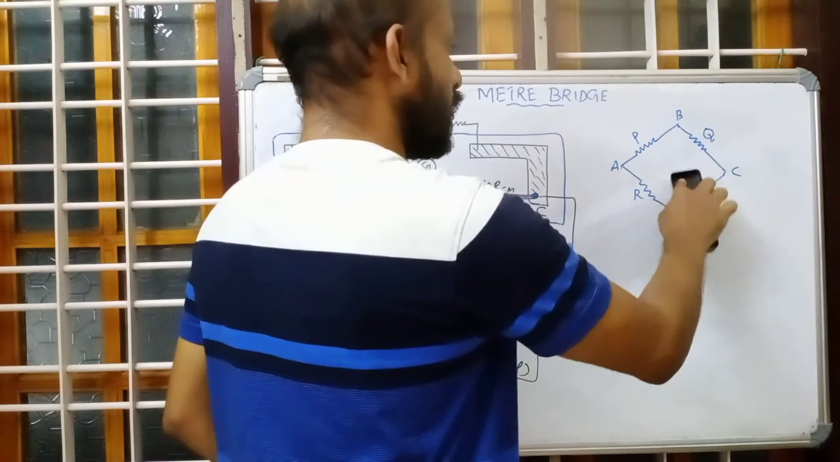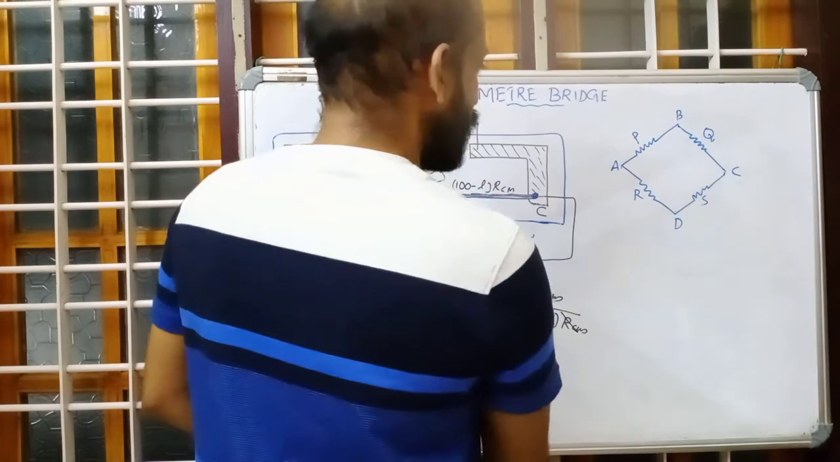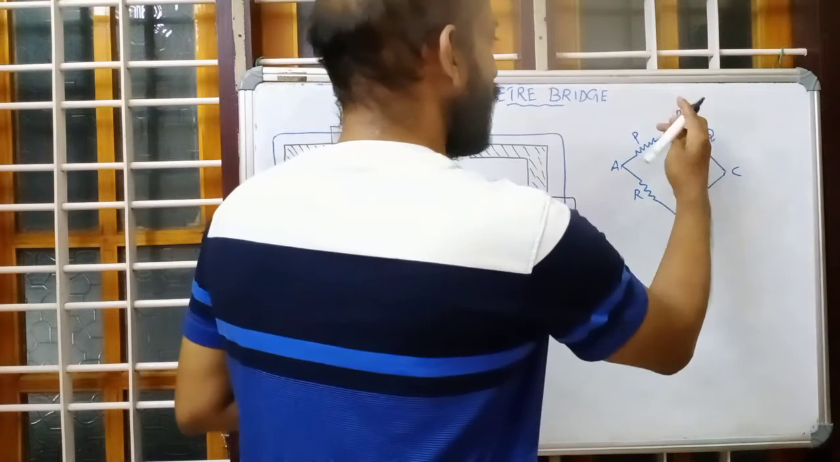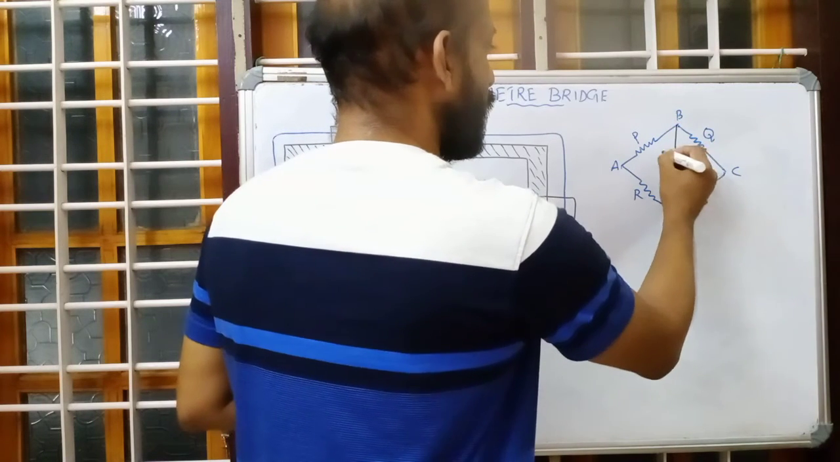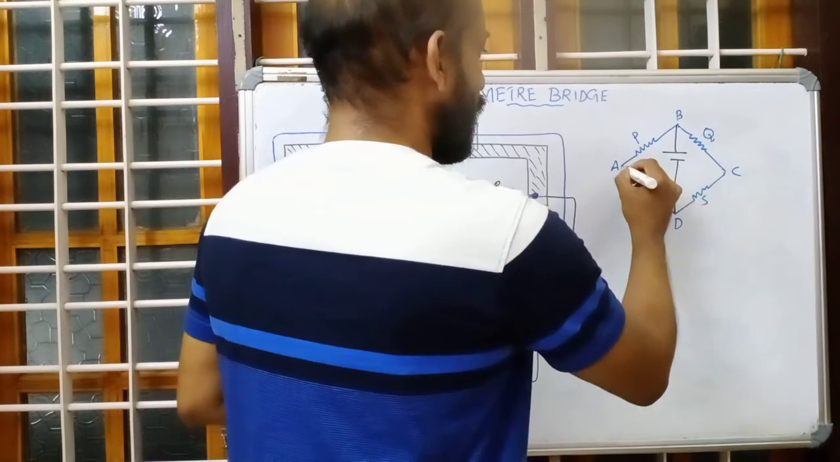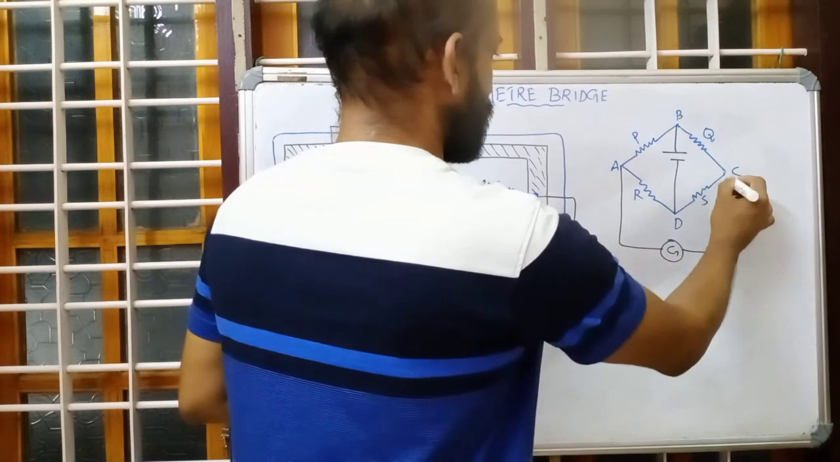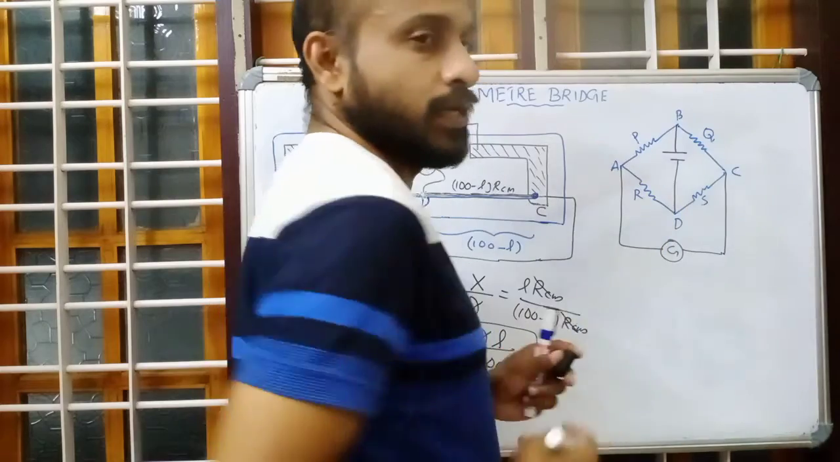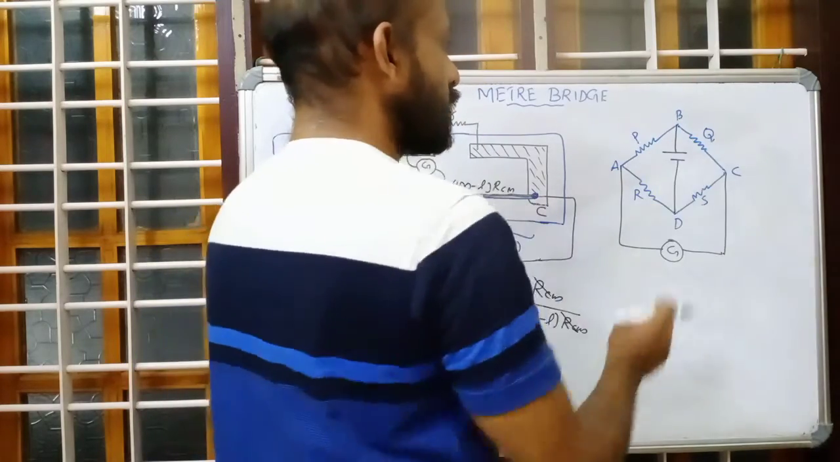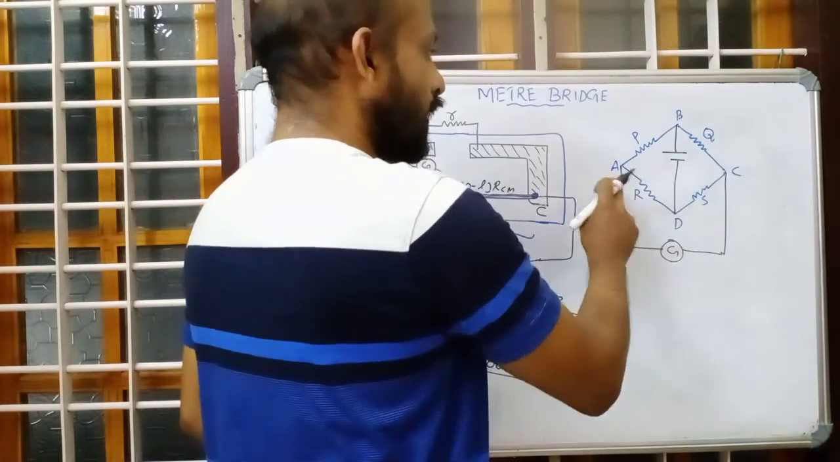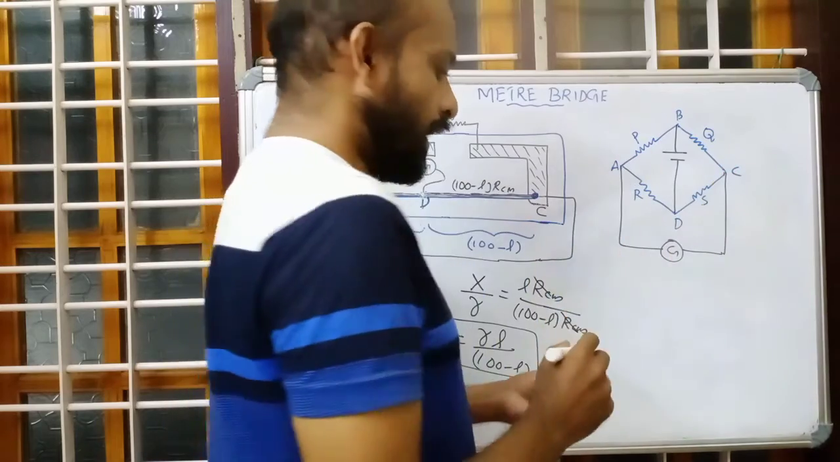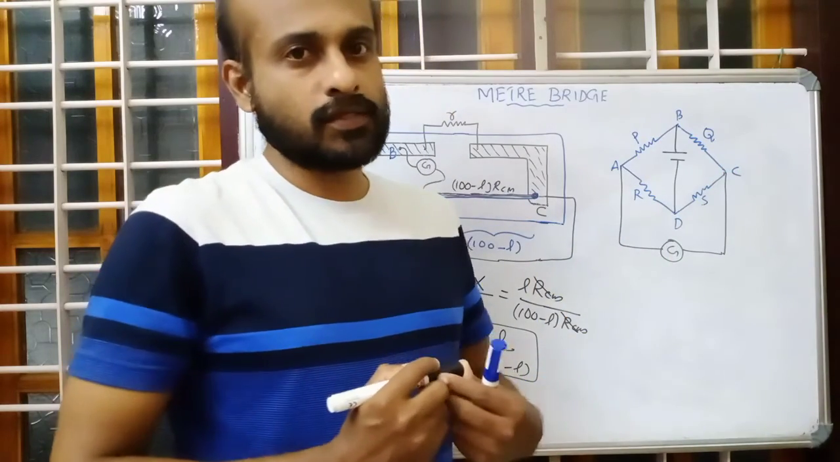Now in this balancing condition, what I am going to do is replace. Here I will connect the cell between B and D. Between A and C, I will connect the galvanometer. Again, the ratio will not change. So we are replacing: between B and D we have the cell, between A and C we have the galvanometer. Again the balancing condition will be satisfied.